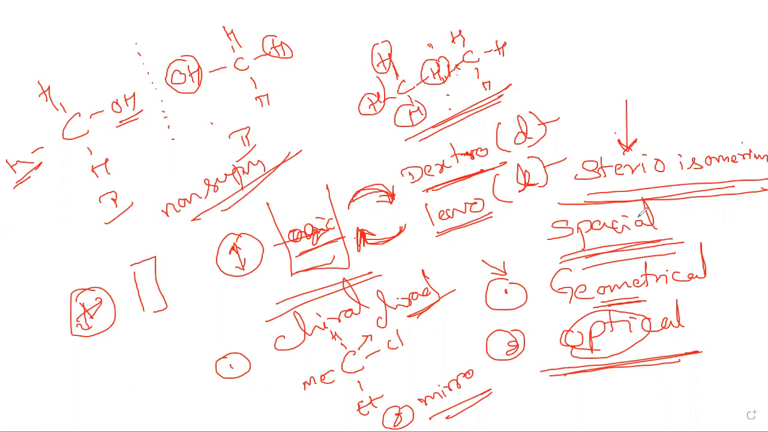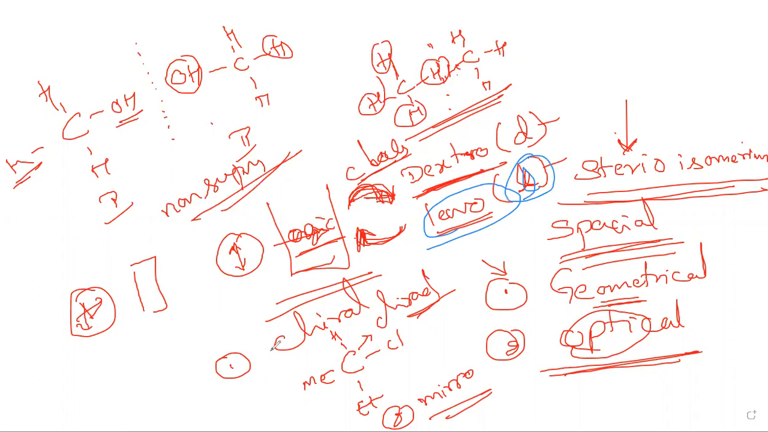So what are optical isomers? They have the same molecular formula and the same structural formula. They differ in the rotation of plane polarized light, towards the right or towards the left. If the organic compound can rotate the light clockwise, or to the right side, then it is called dextrorotatory. If it can rotate the plane polarized light to the left side, then it is called levorotatory.